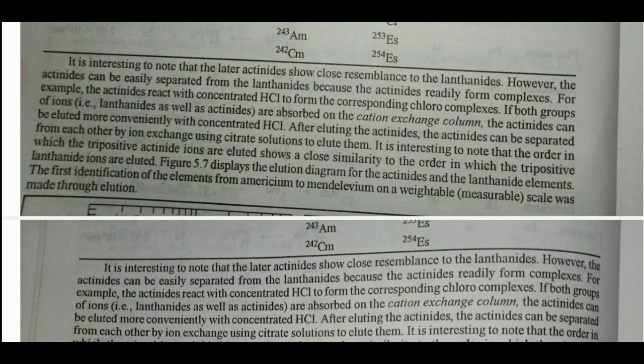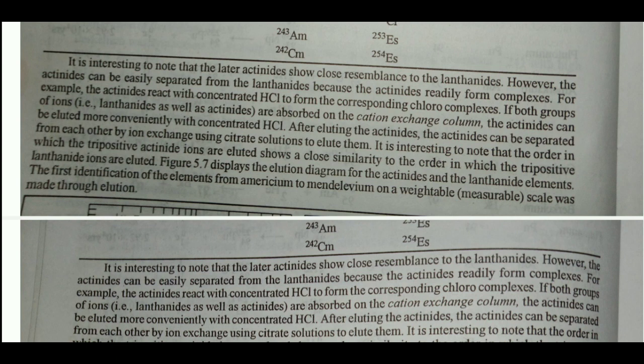For example, the actinides react with concentrated HCl to form the corresponding chlorocomplexes. If both groups of ions, that is lanthanides as well as actinides, are adsorbed on the cation exchange column, the actinides can be eluted more conveniently with concentrated HCl. After eluting, the actinides can be separated from each other by ion exchange using citrate solution to elute them.